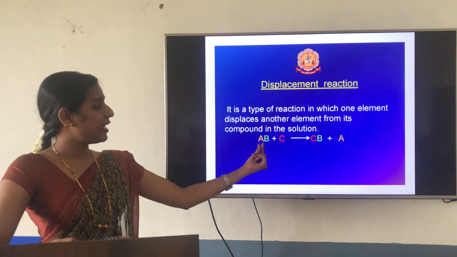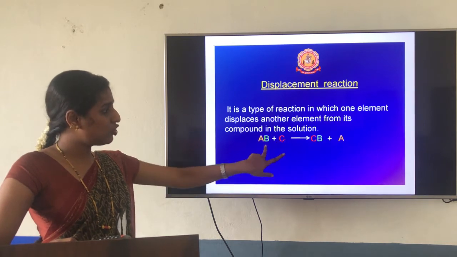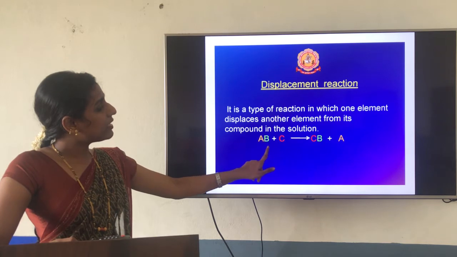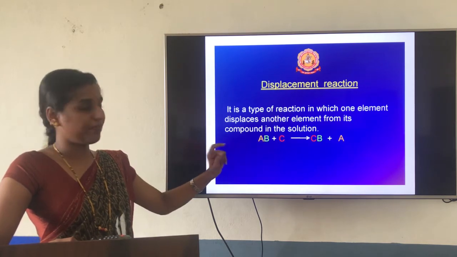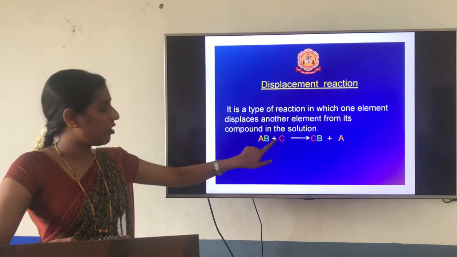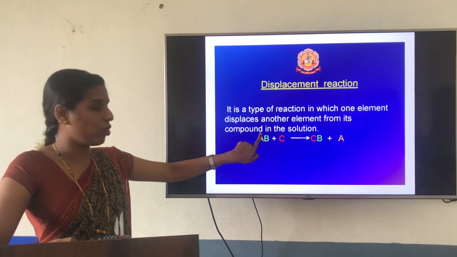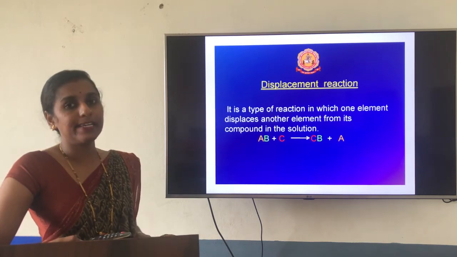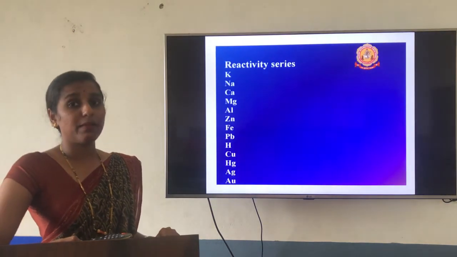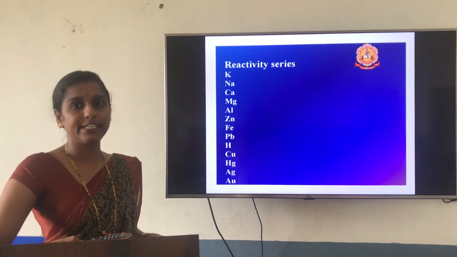For example, if you are taking the reactants AB as well as C, so two reactants you are having. What will happen? One of the elements will be replaced. So here A will be replaced by C. A will be removed, and in that place C will come and attack over here. That is nothing but a displacement reaction. Now, displacement reaction will be done on what basis? It will be done based on your reactivity series.